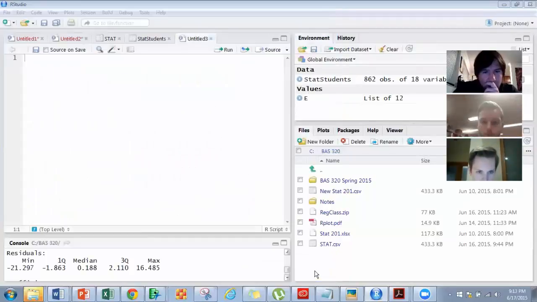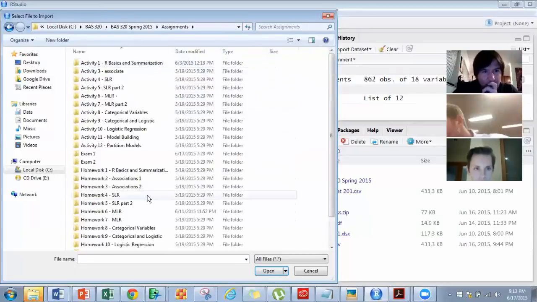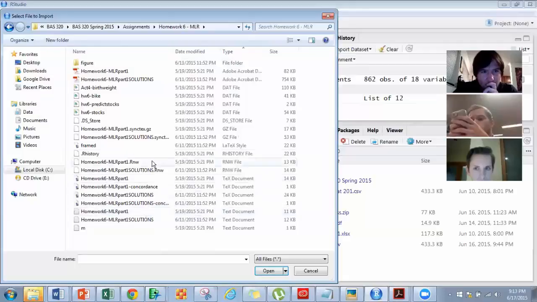No, it's homework 6. This is multiple regression and stuff. I just need the temp data set. We're going to see how good of a data sleuth I am. It's bike data. That's what it is.